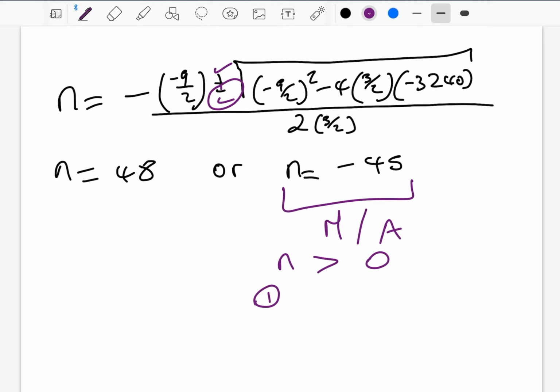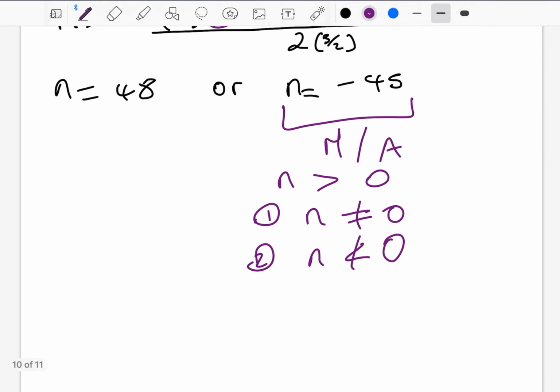What does that mean? It means that your n can never be equal to 0. Remember, n is the position of the term in the sequence. So we cannot have a 0 position. If you have a 0 position, that means there is no position for that term in the sequence. So you cannot have n equal to 0. Second thing, you cannot have n less than 0. You cannot have a negative n.